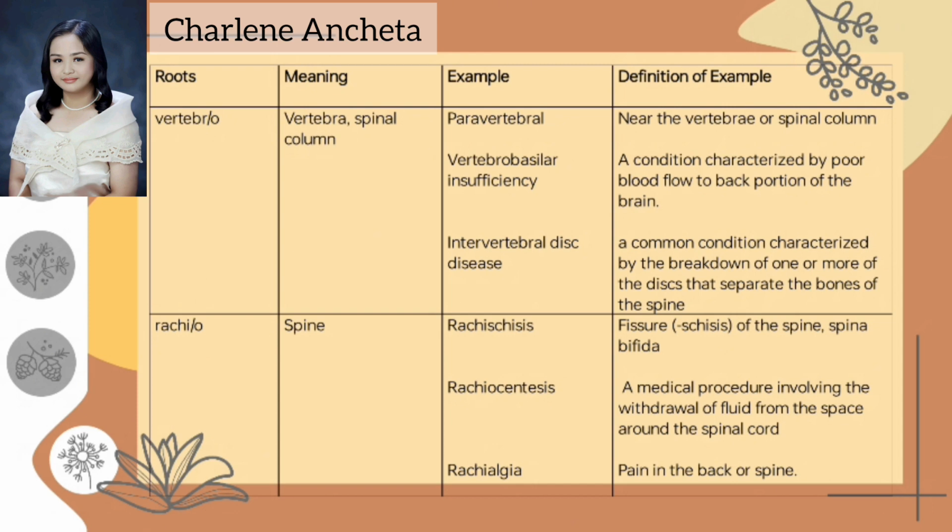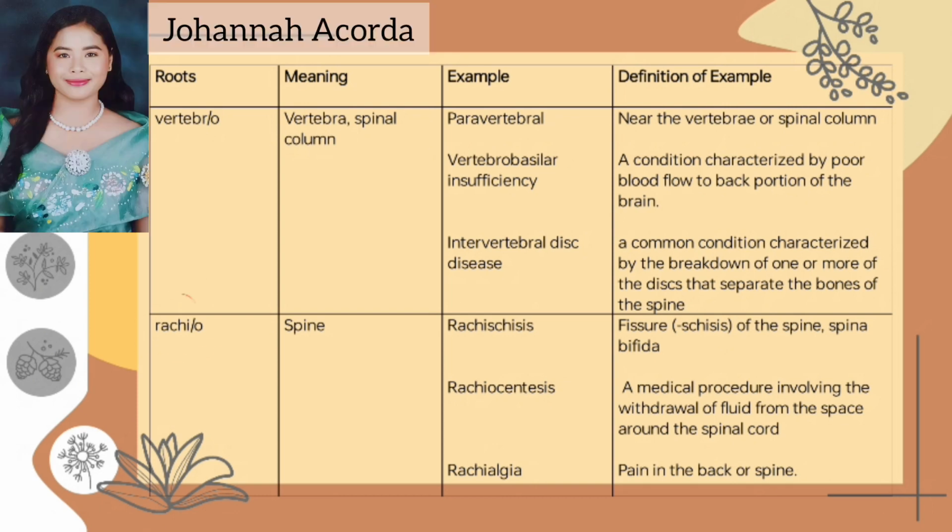The next root word is raki or rakio. Raki or rakio means spine. The spine is the vertebral column or the backbone in the human body. The spine is the crucial part of the skeletal system and the central support structure for the body. It serves to protect the spinal cord, a bundle of nerves that carries messages between the brain and the rest of the body. So we have here an example which is rachis.